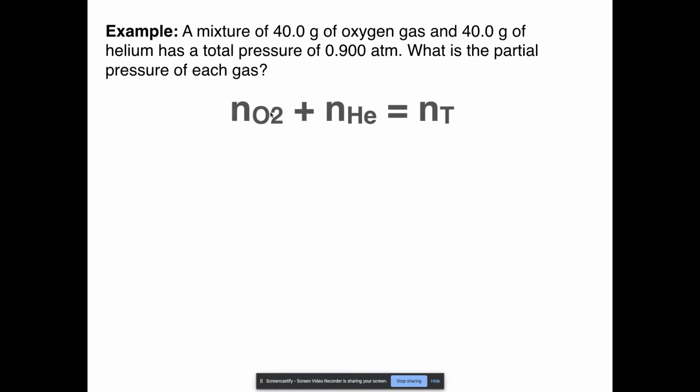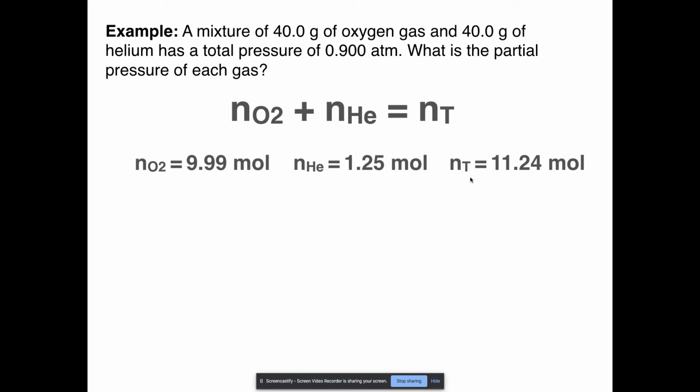So great. Let's picture this as a mole fraction question and then also as a Dalton's law question. So first of all, I know that the number of moles of oxygen and the number of moles of helium are going to add up to a total number. I can find the number of moles by converting from grams to moles. Oxygen gas is O2. Helium is just helium. So I have 9.99 moles of O2. I have 1.25 moles of helium just by doing simple division, right? Now, if I add them together, I get a total of 11.24 moles.